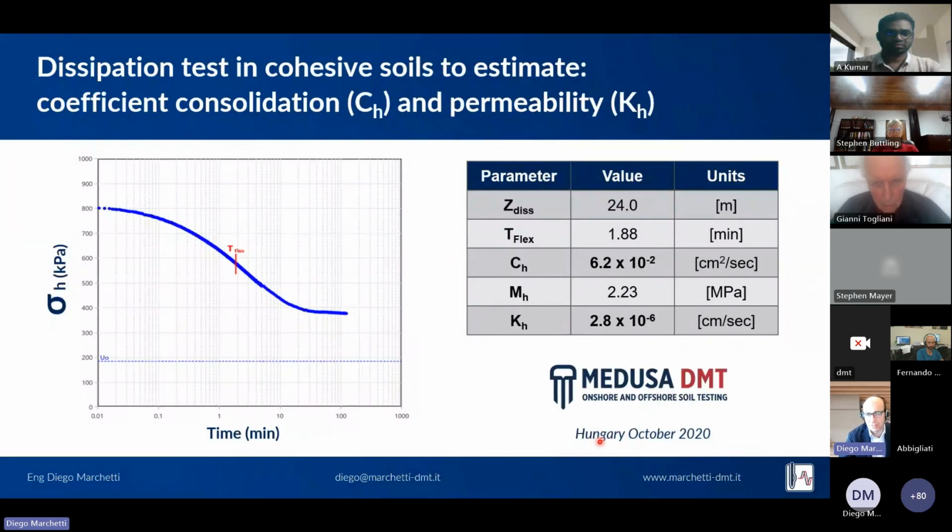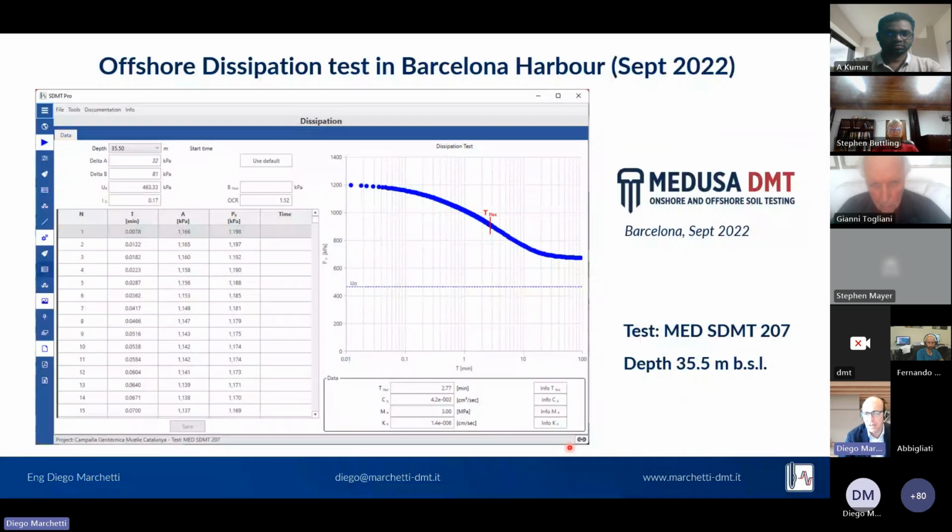Today, with the Medusa that we will see in the next slides, it is possible to perform continuous measurements with the Medusa DMT, which is very rapid in taking A readings and following the full curve with time. And this is an example in Hungary with the coefficient of consolidation and permeability that was evaluated for this research test site.